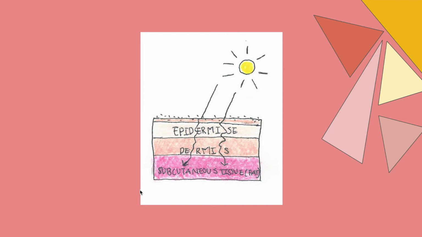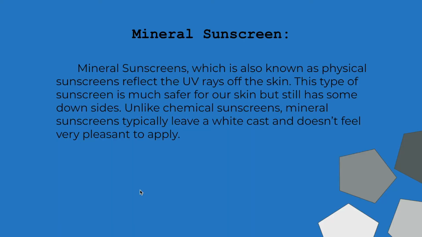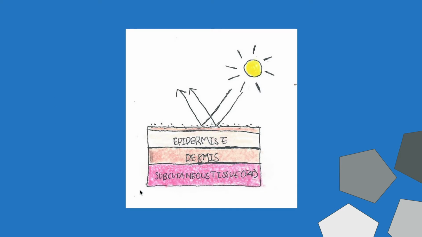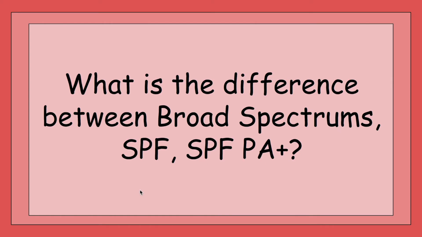into heat. A mineral sunscreen, which is also known as a physical sunscreen, reflects the UV rays off the skin. This type is so much safer for our skin, but still has some downsides. Unlike chemical sunscreens, mineral sunscreens typically leave a white cast and don't feel very pleasant to apply. This picture shows how the UV rays reflect and bounce off the surface of our skin instead of being absorbed.